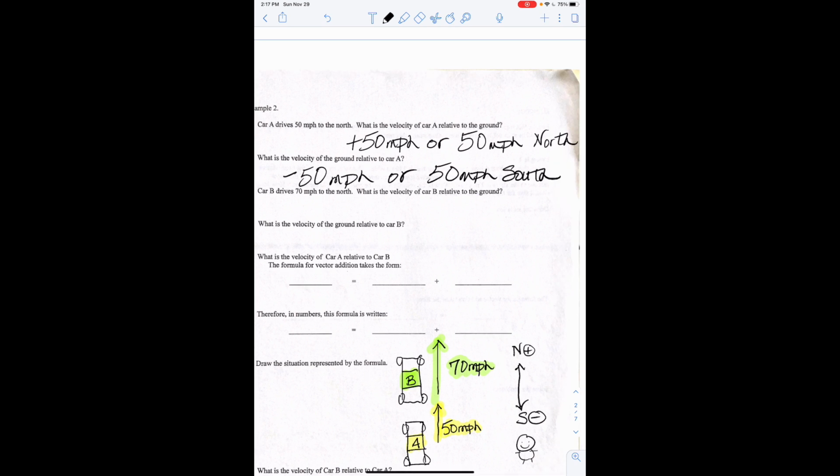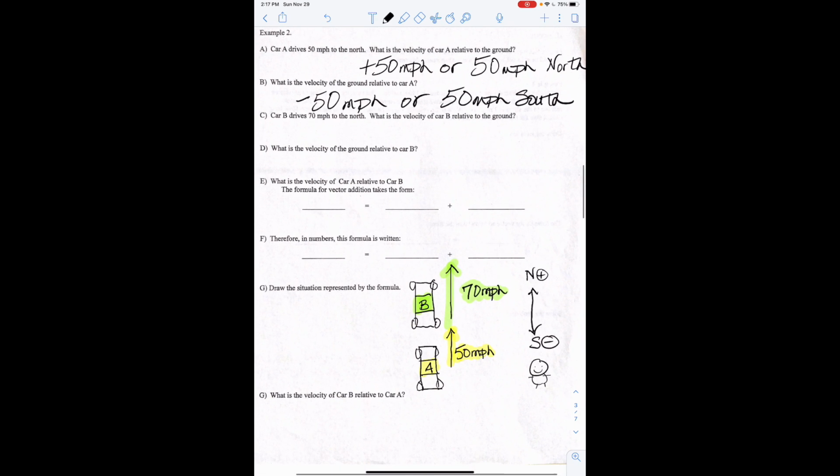All right, good. Then the next question says, car B drives 70 miles per hour to the north. What is the velocity of car B relative to the ground? All right, so this is pretty much the same as question A was, but for a different car. So this time it's going to be 70 miles per hour positive or 70 miles per hour north. And what is the velocity of the ground relative to car B? Once again, if you were a passenger in car B and you look down at the ground would be moving backwards at 70 miles per hour in the negative direction, or we could say 70 miles per hour south.